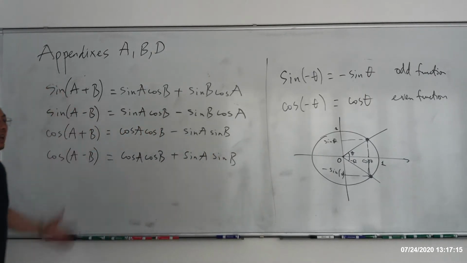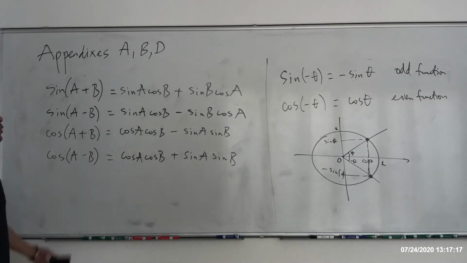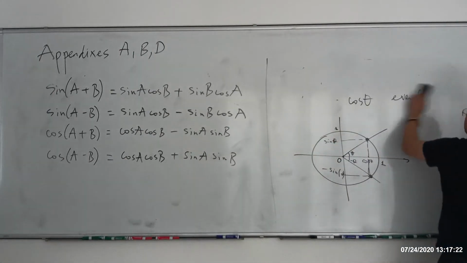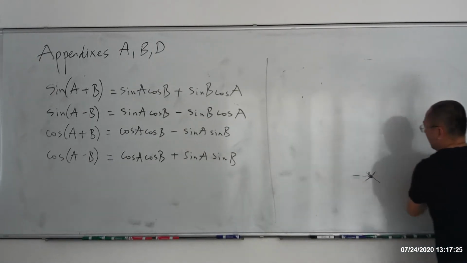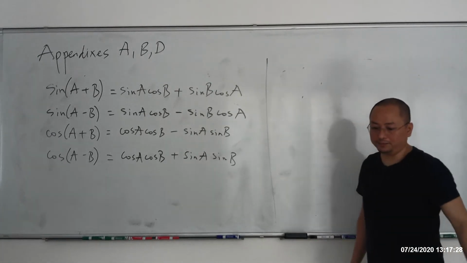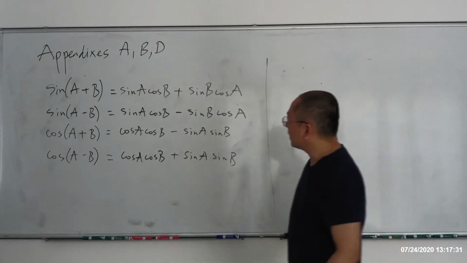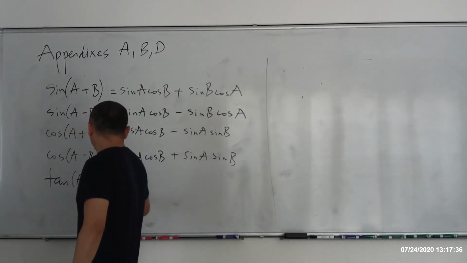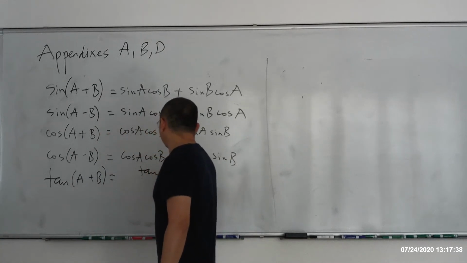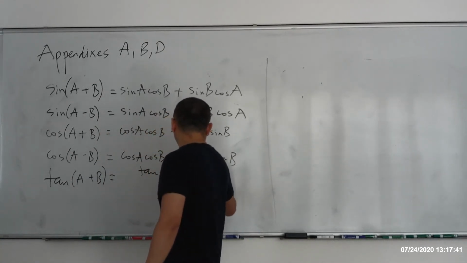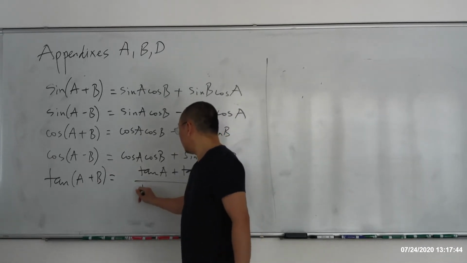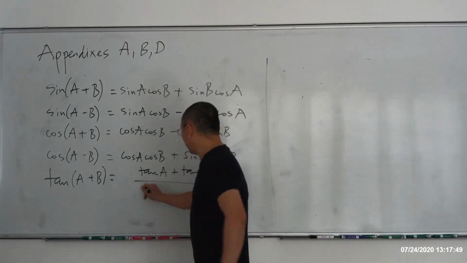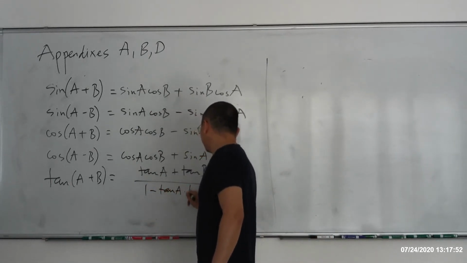Those are the trig identities that I claim you are going to see very often in calculus, especially in Calc 2 when you have to deal with trig integrals. You're going to see a lot in Calc 1 as well. More: sine, cosine, how about tangent? Tangent of A plus B is going to be a fraction: tangent of A plus tangent of B over 1 minus tangent of A times tangent of B.